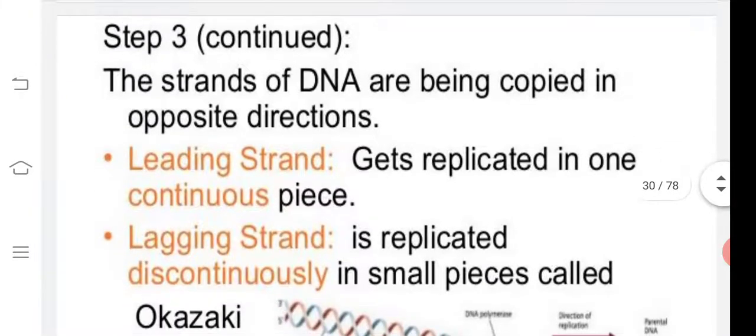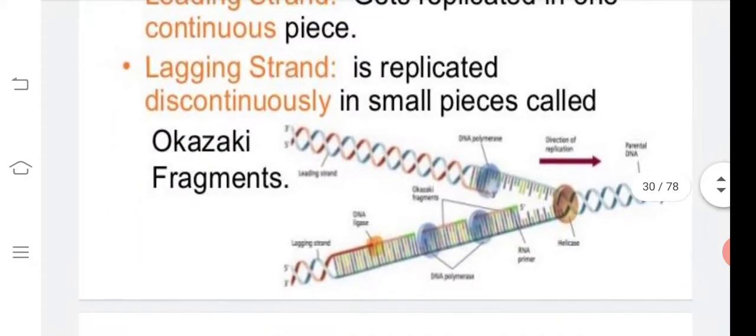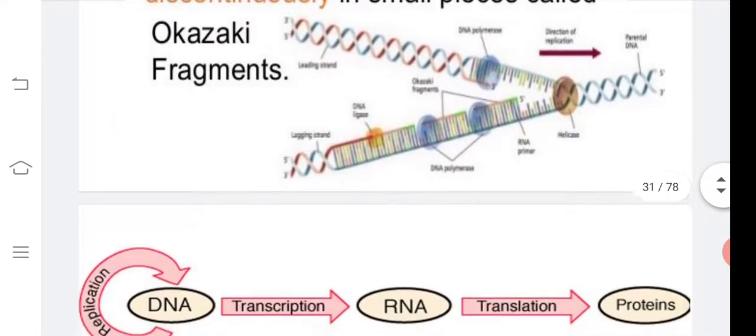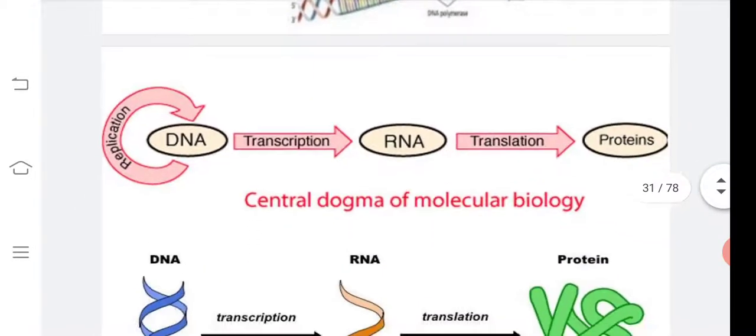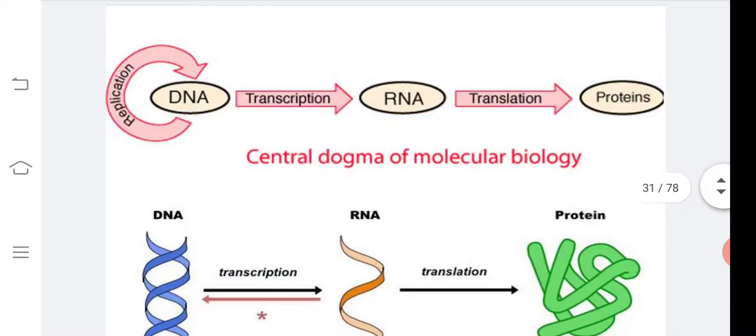Next, step 3. The strands of DNA are being copied in opposite directions. The leading strand gets replicated in one continuous piece. Then the lagging strand is replicated discontinuously into small pieces called Okazaki fragments. Once it is getting into small pieces, Okazaki fragments. Okay, so that is about the replication process.